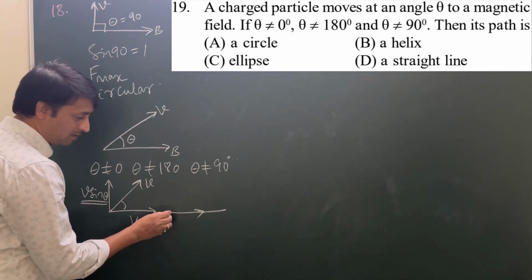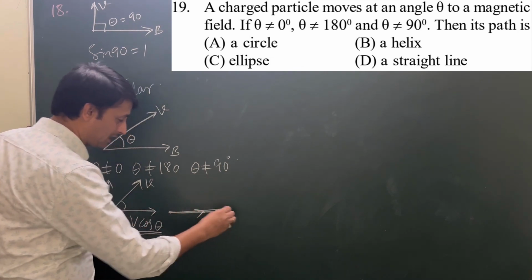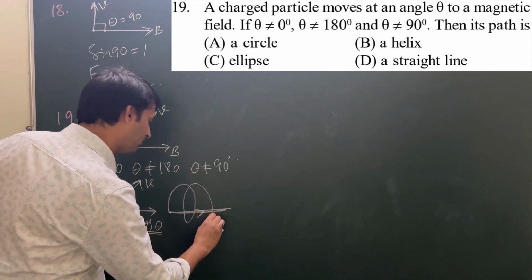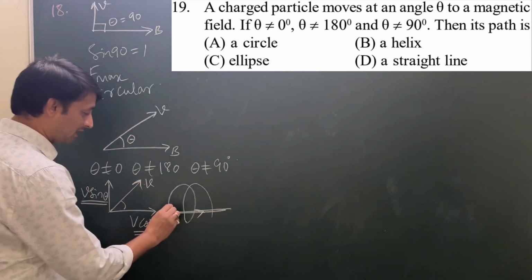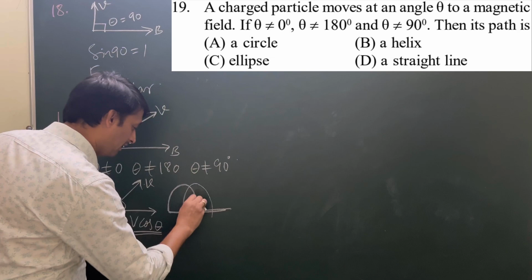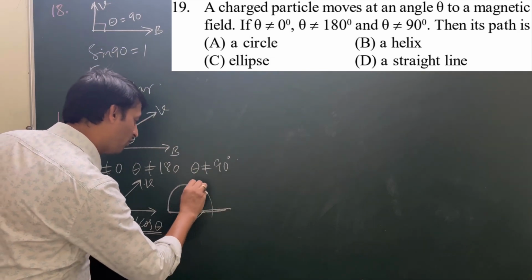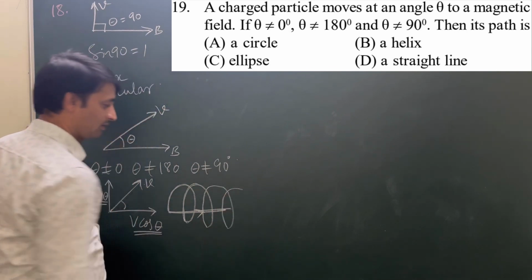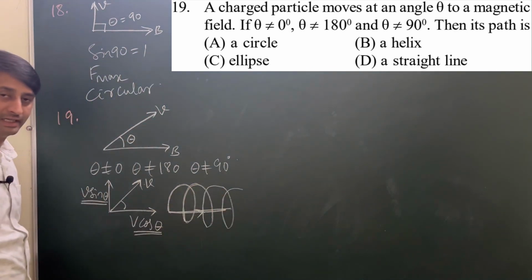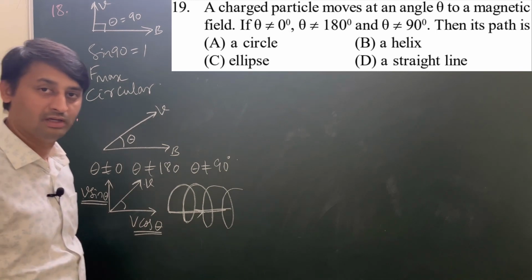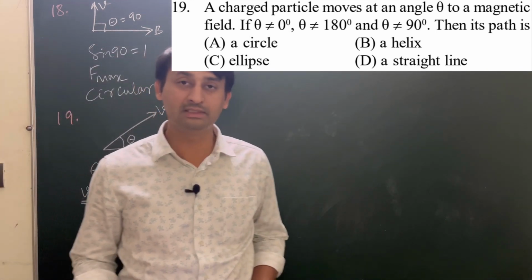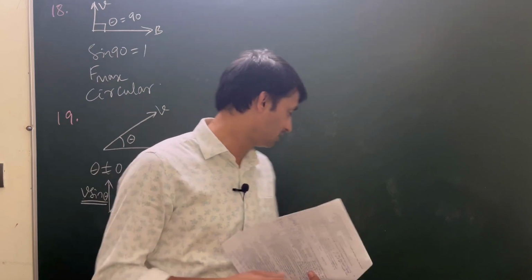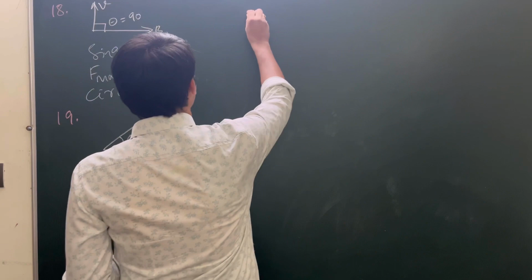V cos theta is making the charged particle move in this direction. V sin theta is making the charged particle make a circle. So this charged particle will make a circle as well as move in the forward direction. That means the shape we are getting is a helical shape. Option B is the correct answer. A helix is the correct answer. Option B. Next question number 20.